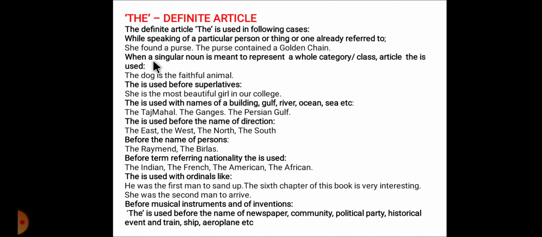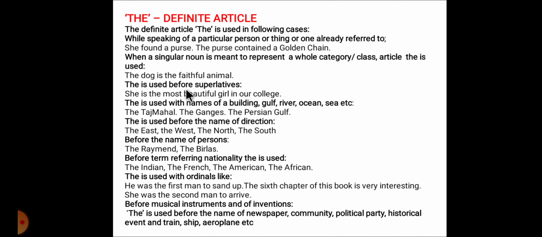Next, when a singular noun is meant to represent a whole category or class, the article the is used. For example, the dog is a faithful animal. The dog is famous for its faithfulness, isn't it? So that's why you are using the dog. That kind of category animal we are calling a faithful animal. Next, the is used before superlatives.